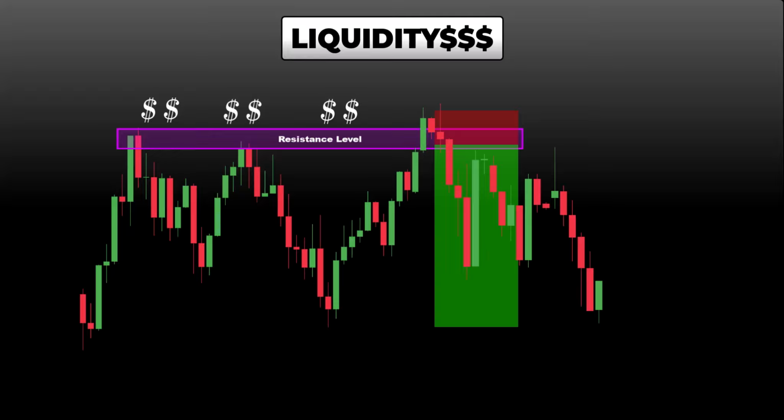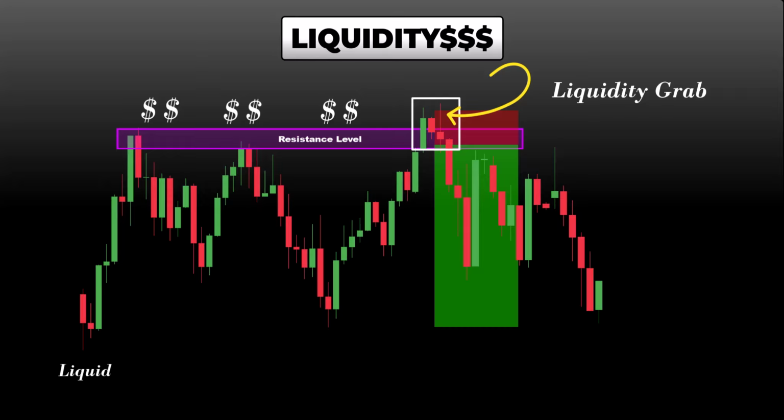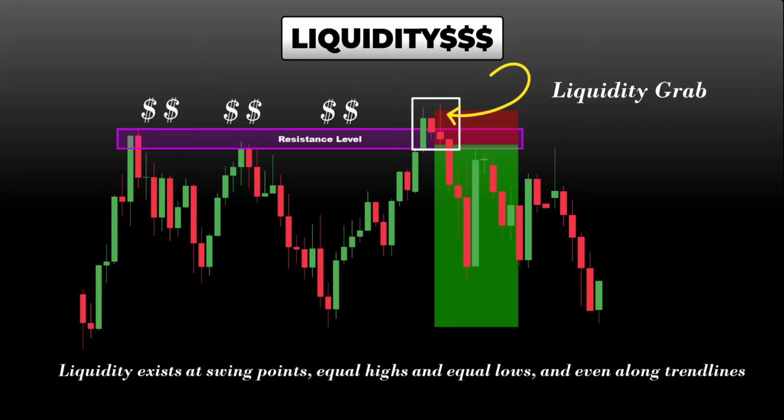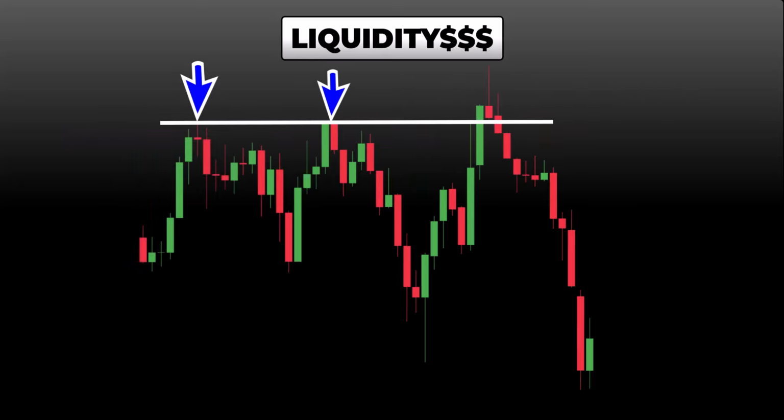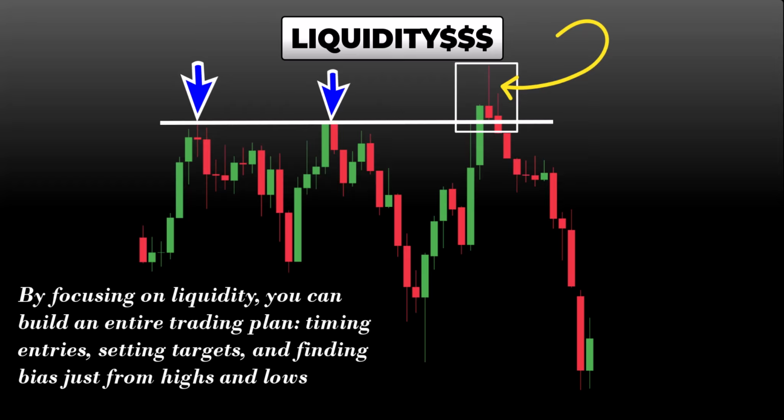Price often pushes through, sweeps that liquidity, and then reverses. Traders mistake this for a false breakout, but ICT shows it's a liquidity grab. Liquidity exists at swing points, equal highs and equal lows, and even along trend lines. For example, here we have two highs at the same level that are relatively equal highs and are usually taken out later. So by focusing on liquidity, you can build an entire trading plan, timing entries, setting targets, and finding bias just from highs and lows.